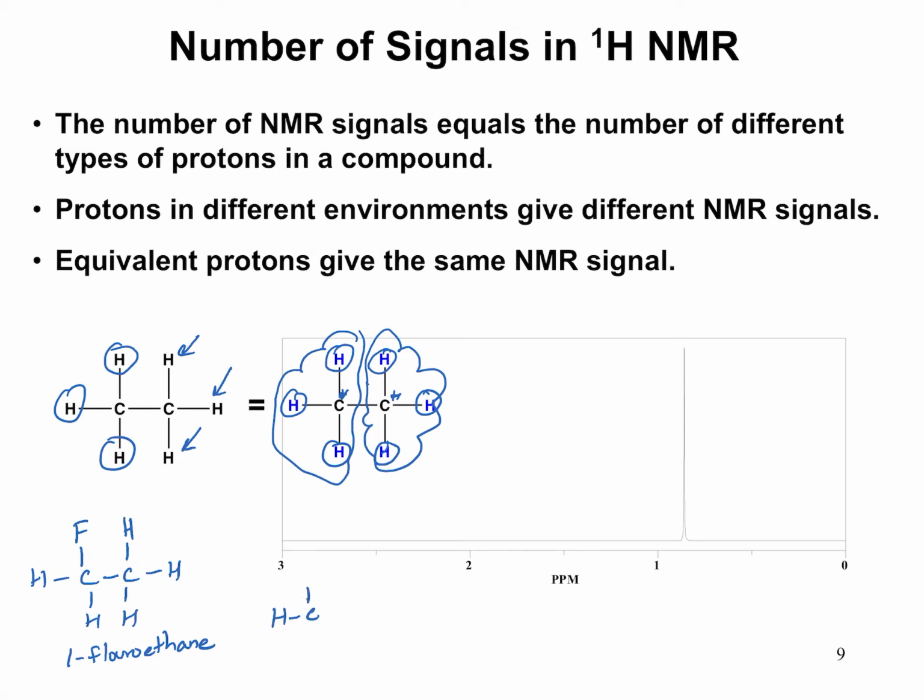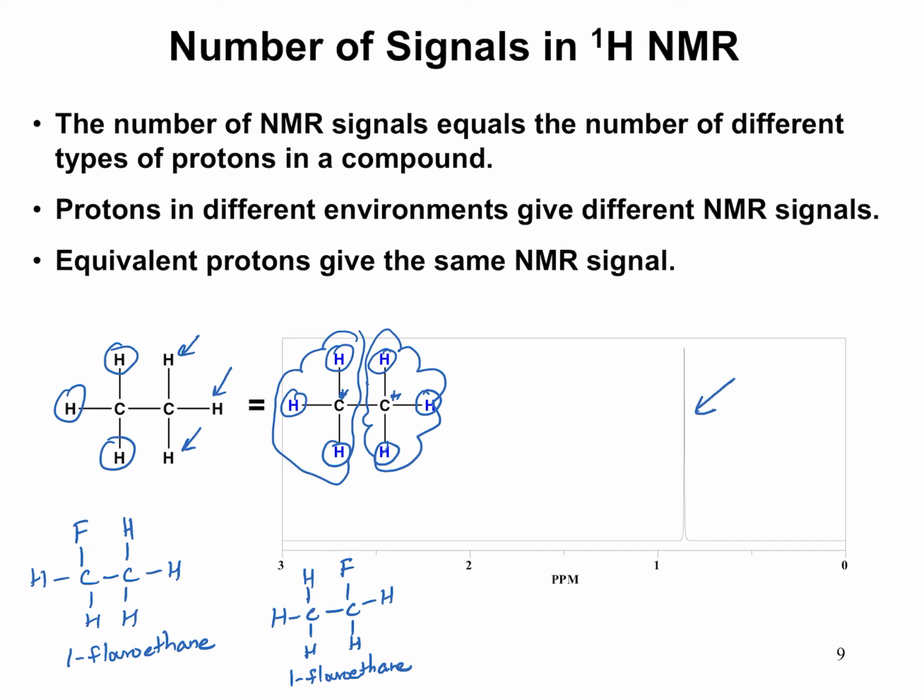So I'm going to put these hydrogens back here and replace this one with fluorine. If I do that, this is 1-fluoroethane. So the name is the same, right? If the name is the same, then those signals would be the same. So again, we only see one signal here, right? Only one signal there. All right.